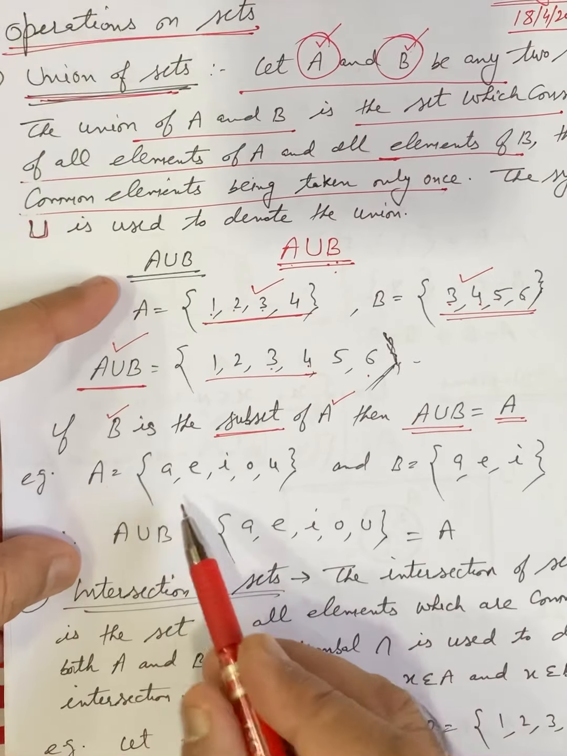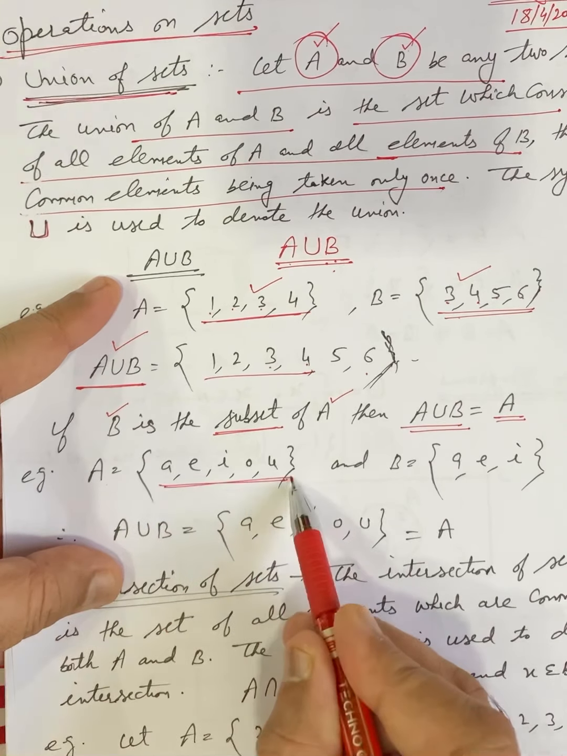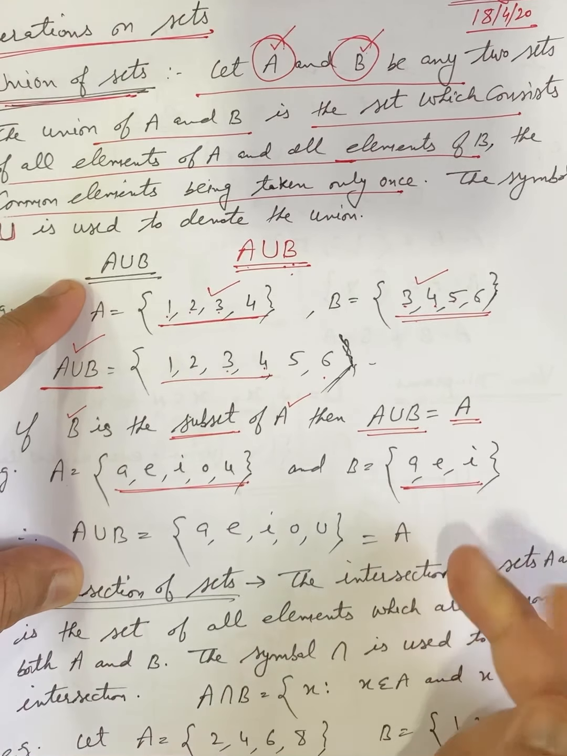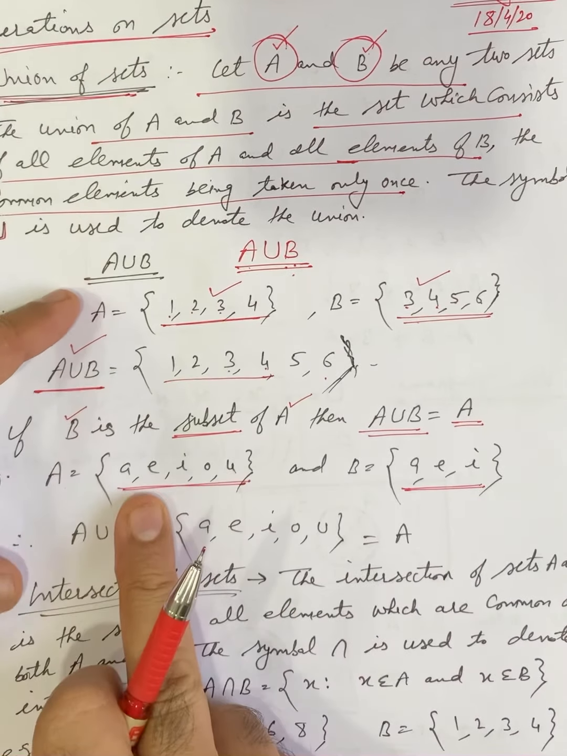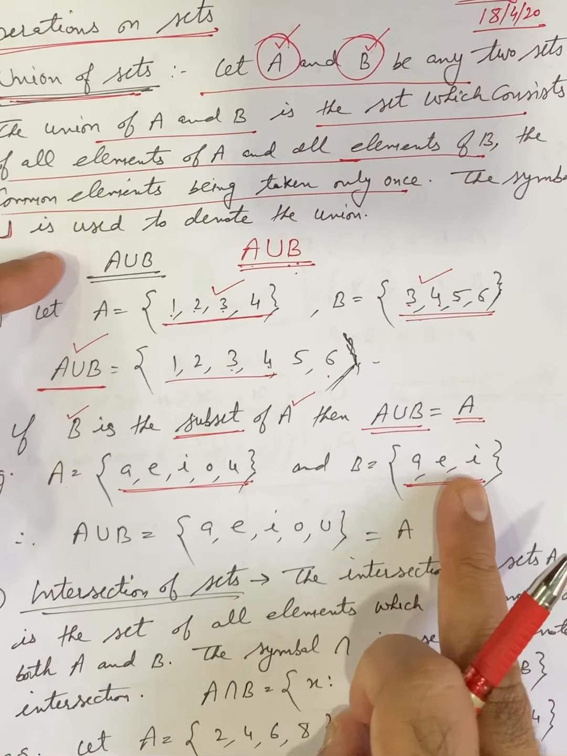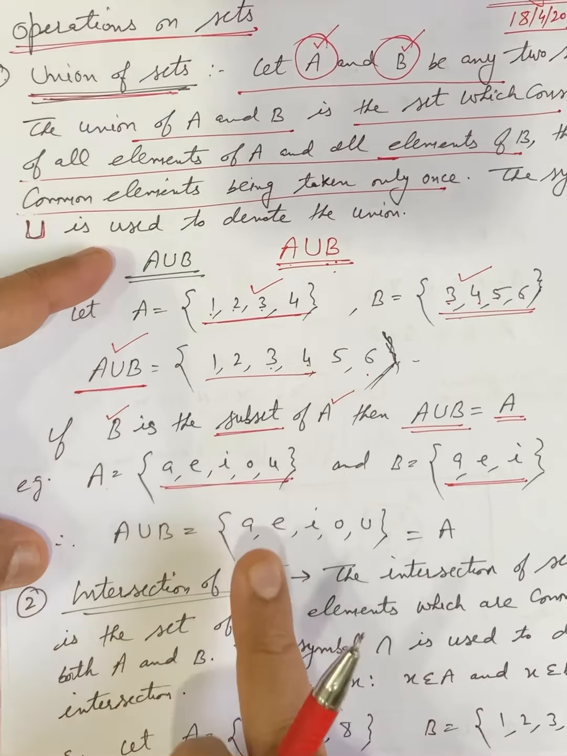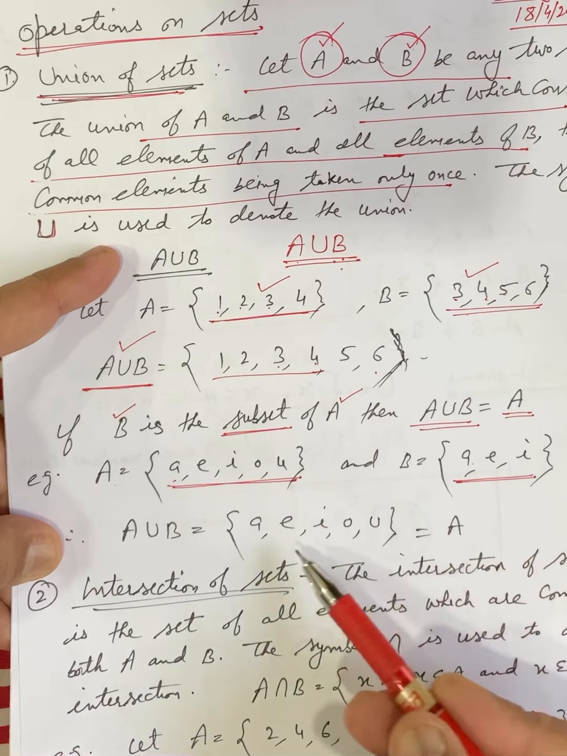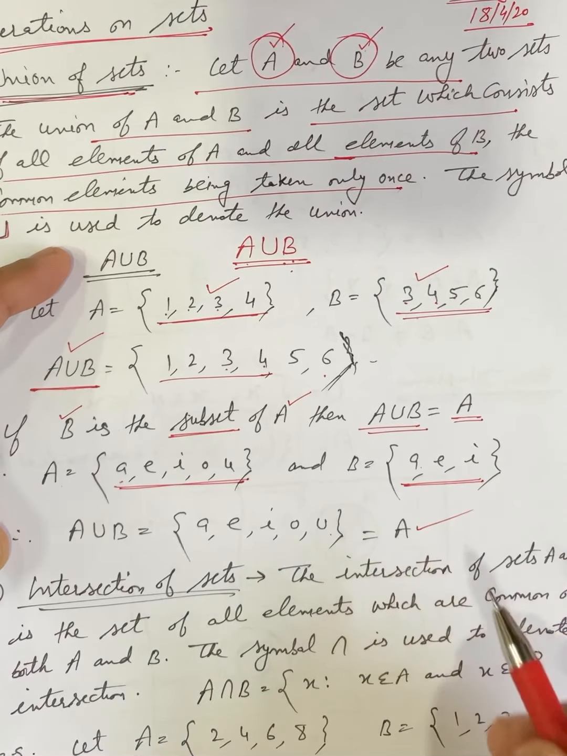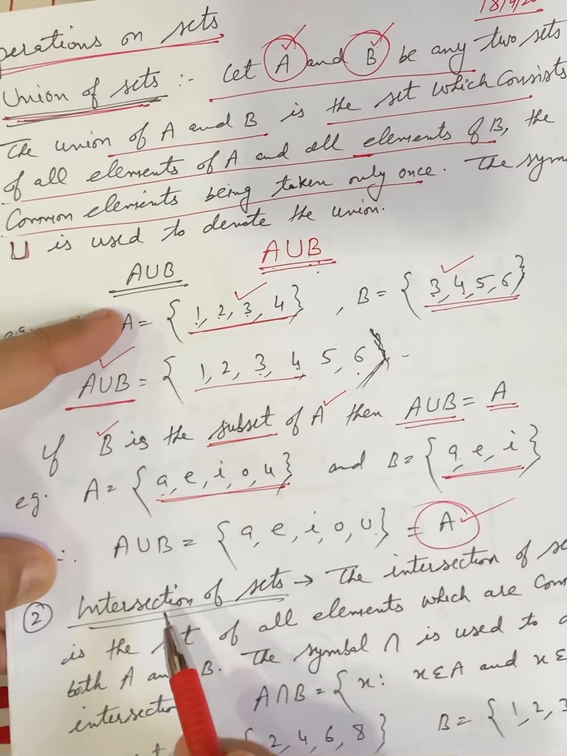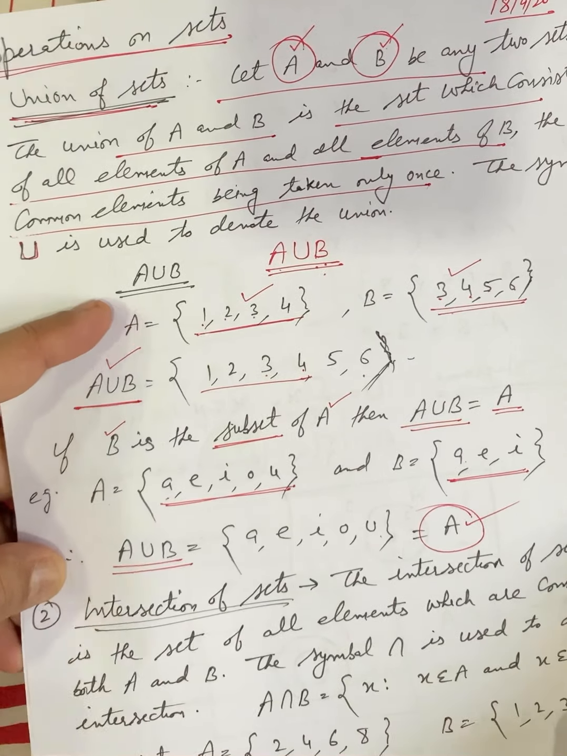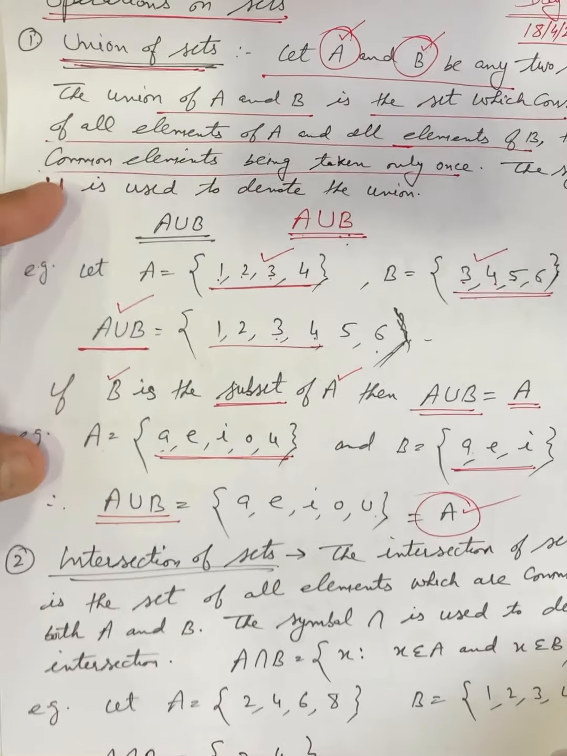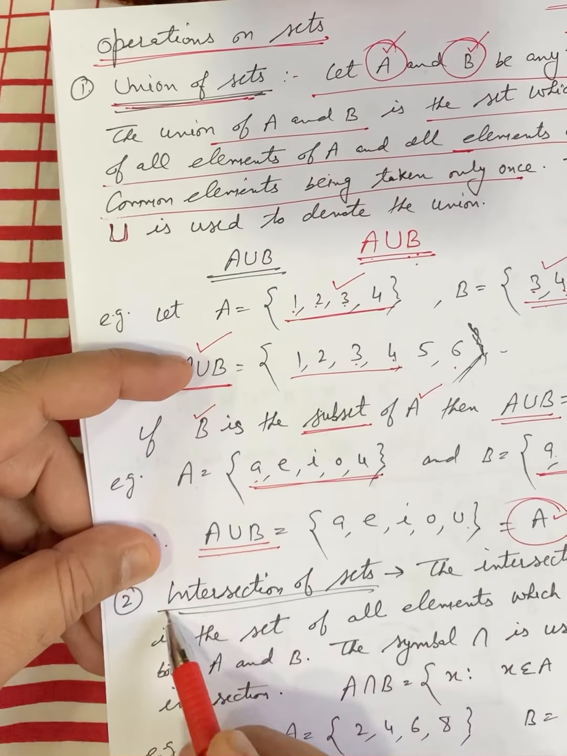For example, if A is equal to the set of all the vowels A, E, I, O, U, and B is the set with A, E, I. So here we can say B is a subset of A because all three elements of B belong to A. So what will be A union B? That will be A, E, I, O, U. These are the repeated elements, so we write them once. So the bigger set will be the answer in the case of the union of two sets, if one is a subset of the other.